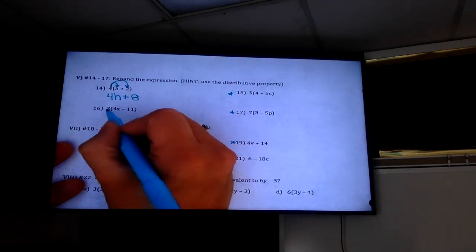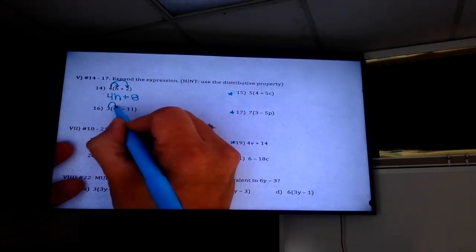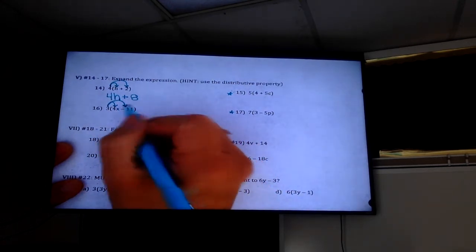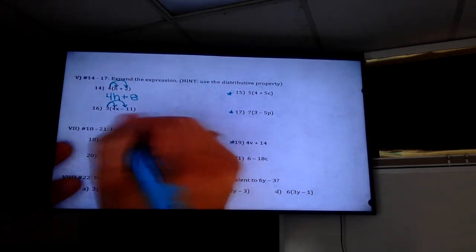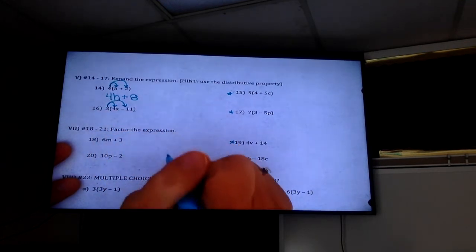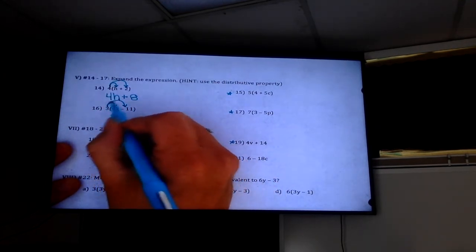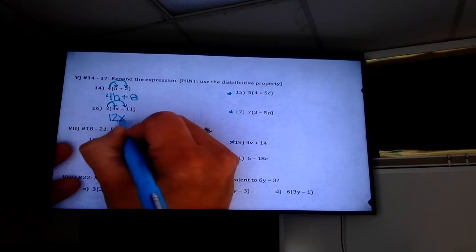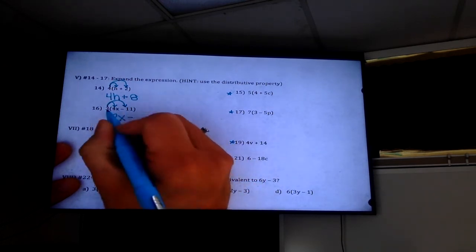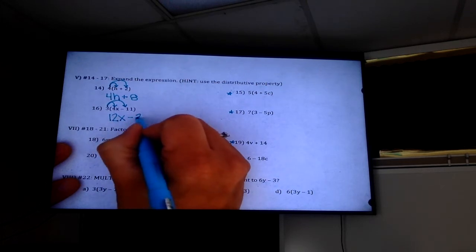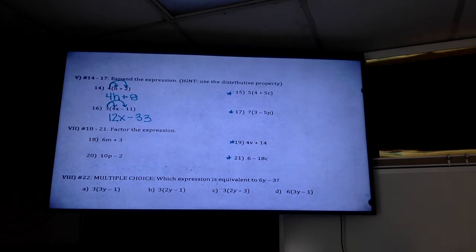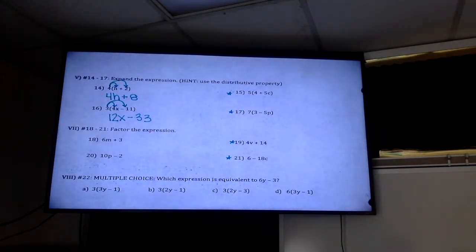Okay, let's try it again. I need to distribute everything on the outside of the parentheses to everything on the inside. So I still draw these arrows. Even as an adult and doing these for years, I still draw the arrows to make sure I hit everything. So 3 times 4 is 12x, minus, bring down my sign, 3 times 11 is 33. And that's my expression written in expanded form.